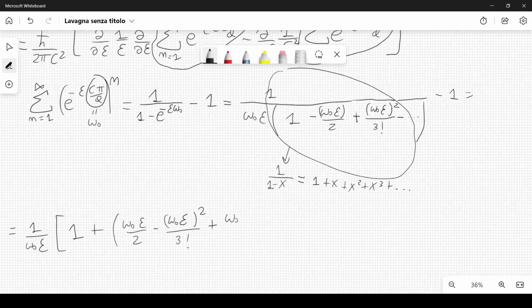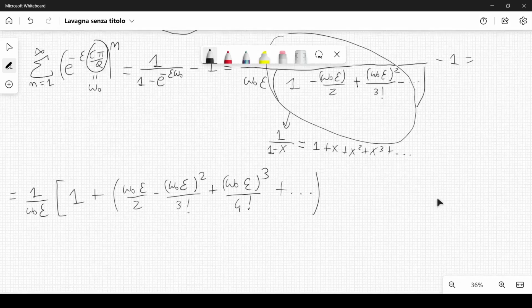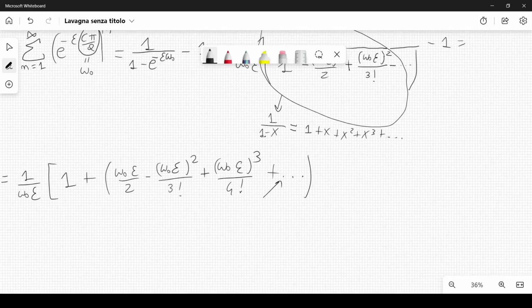So we have omega 0 epsilon cubed divided by 4 factorial, if you understand the pattern. And dot dot dot, so you have other terms that you can understand. The subsequent term would be omega 0 epsilon to the fourth with a minus, divided by 5 factorial, and so on. And then you have plus this term here squared.